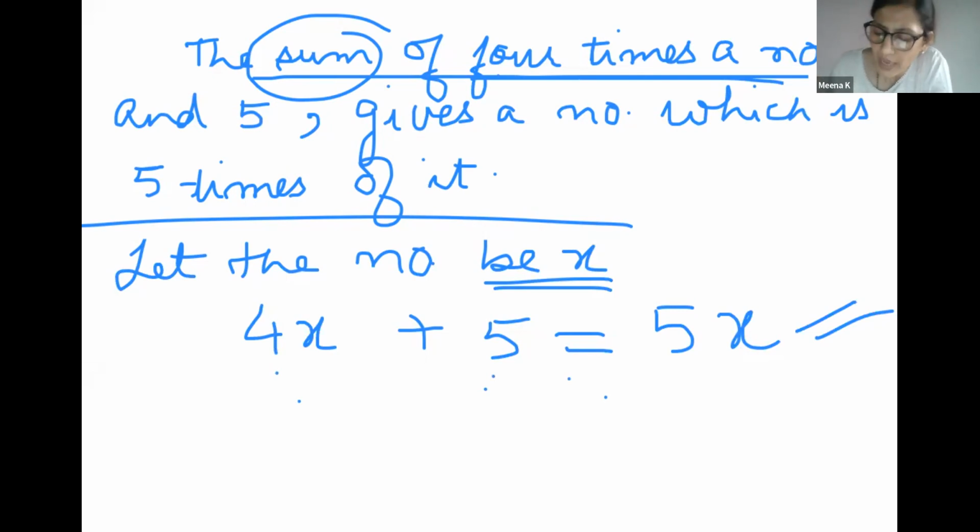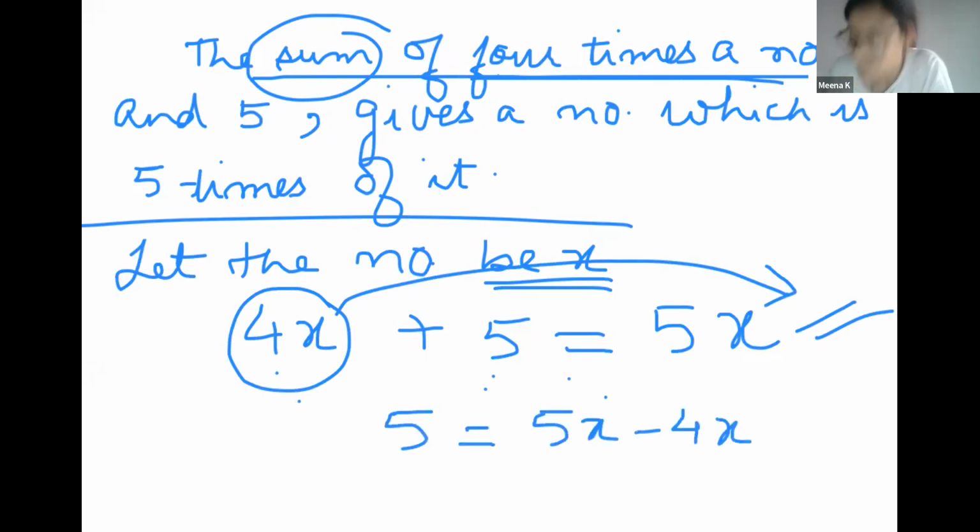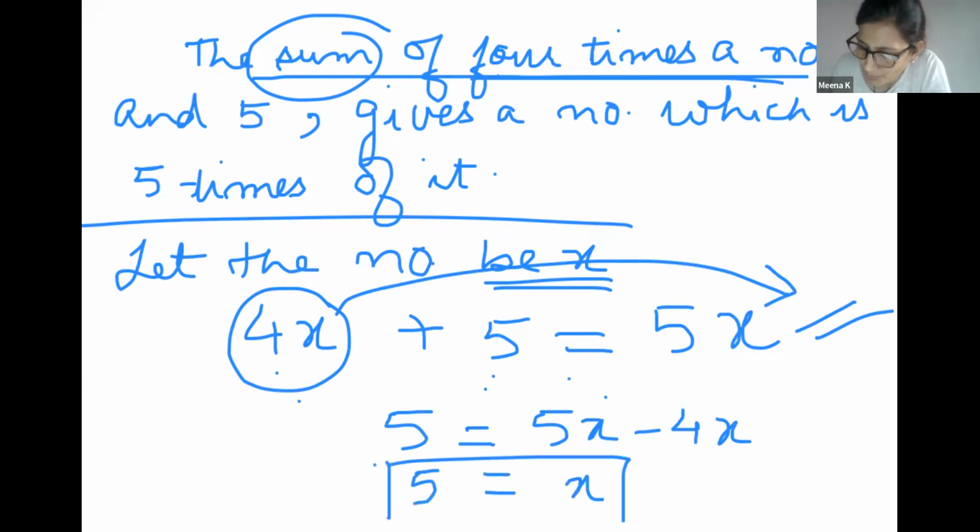Now we know x and x will keep the variables together. So I am moving this 4x to this side. Here it is in addition. So I am left with this 5x minus 4x. When it changes the side, sign will change. So if I subtract 4x from 5x, what do we get? x. Oh, wow. We got the answer so soon. Yes or no? Yes? x is equal to 5.